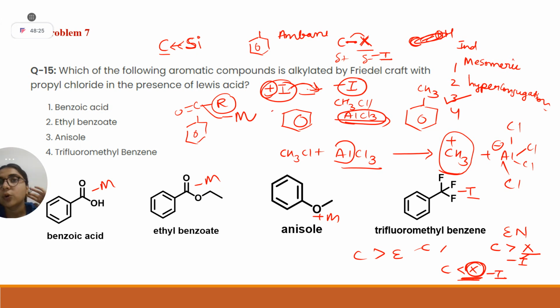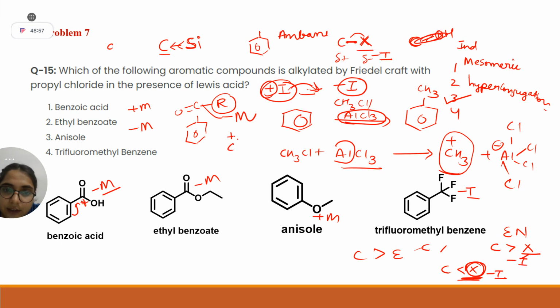Mesomeric: whoever is donating its electron density to the benzene ring comes under plus M, and those taking electron density from the benzene ring are minus M. In this carbonyl, carbon is positive and oxygen is negative. So for quenching this positive charge, electrons will go away from the benzene ring. Therefore it is minus M. Understood?